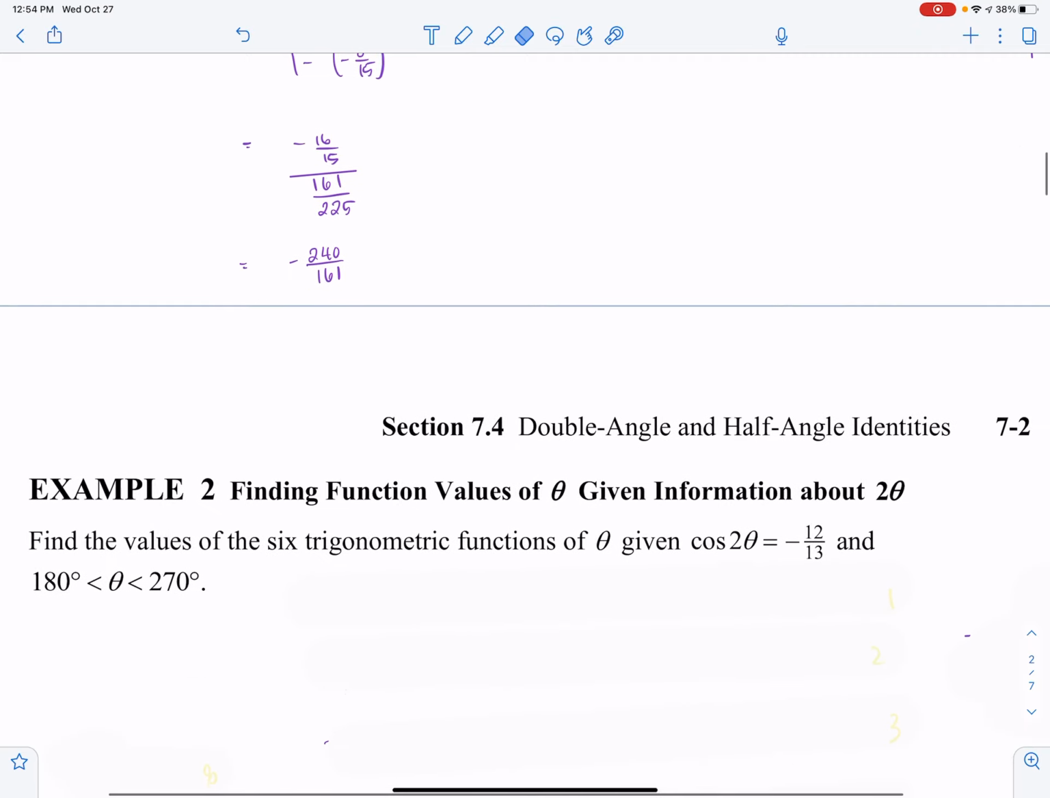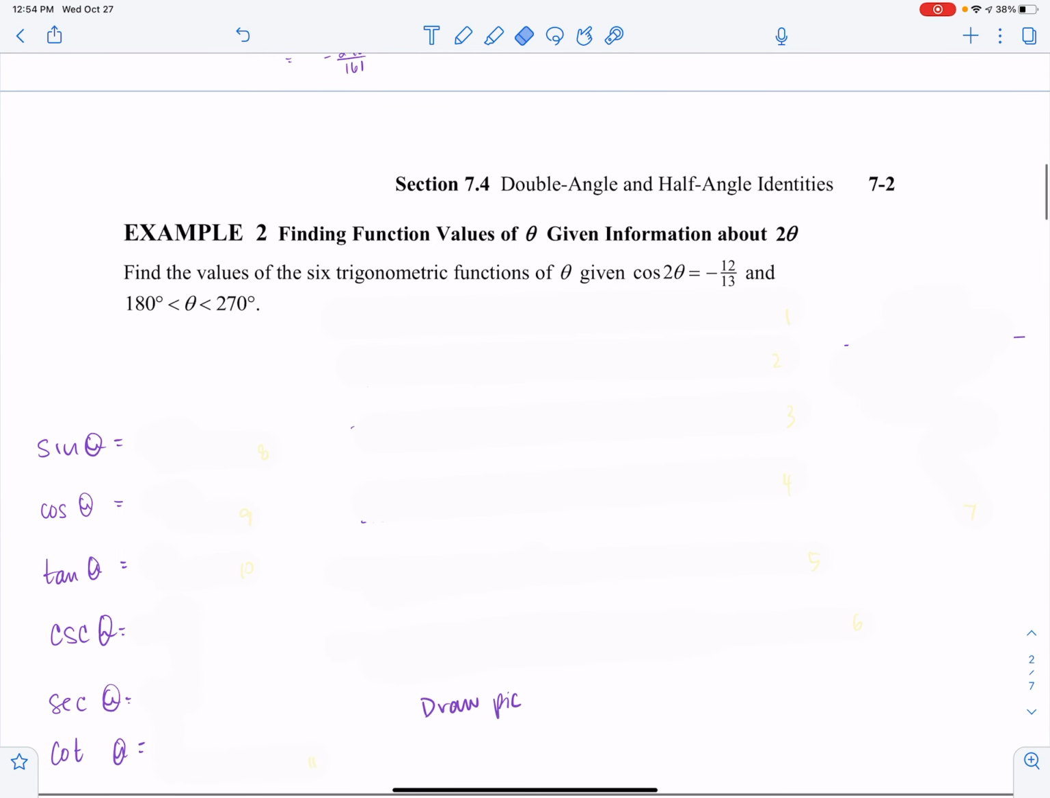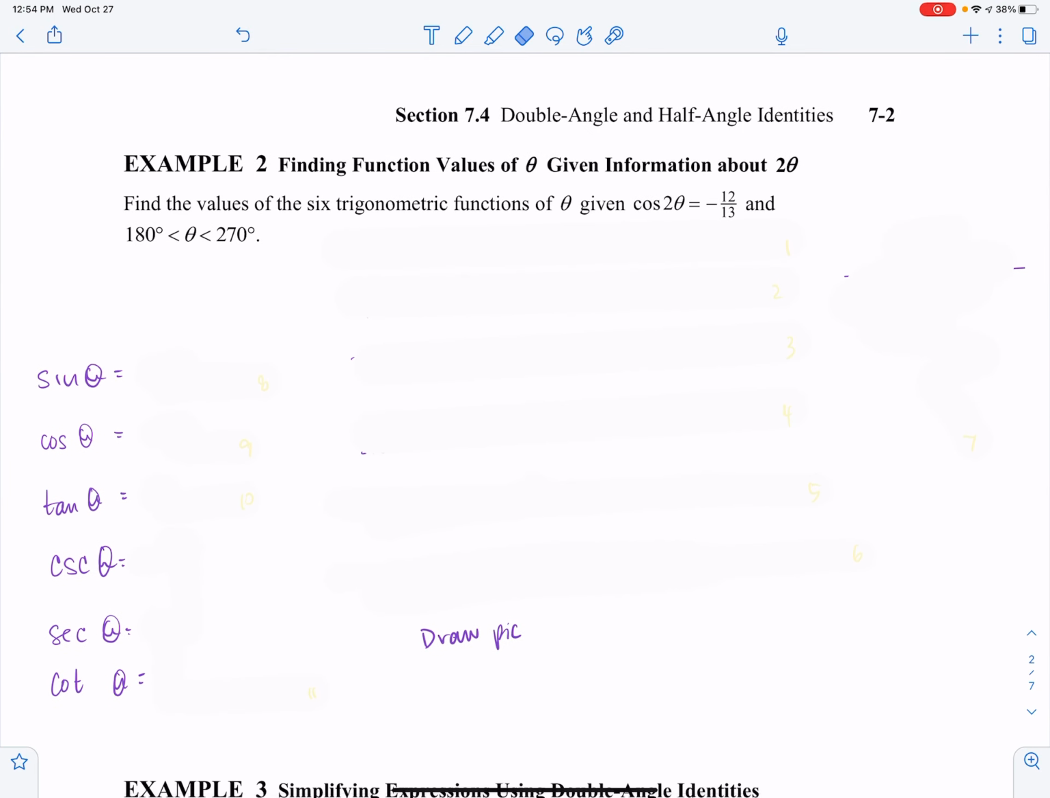All right, now let's go ahead and jump into example number 2. Let's take a look at what it's asking. Find the values of the 6 trig functions of theta, given that the cosine of the double angle is negative 12/13, and my angle is in the 3rd quadrant, between 180 and 270. The first thing I'm going to do is write my identity for cosine double angle. Whichever one you want to choose is fine.